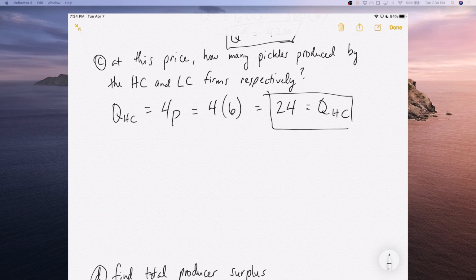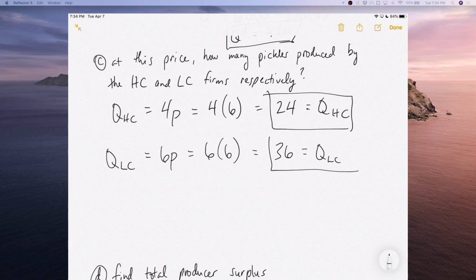We're going to do the same thing for the low cost firm. QLC equals 6P. Again, just plug in the P that we found. 6 times 6 equals 36, and that's our QLC. All right, that part's pretty simple.